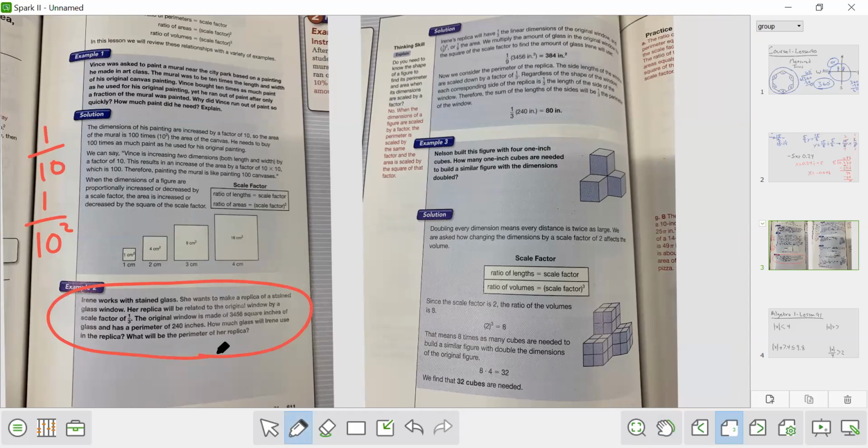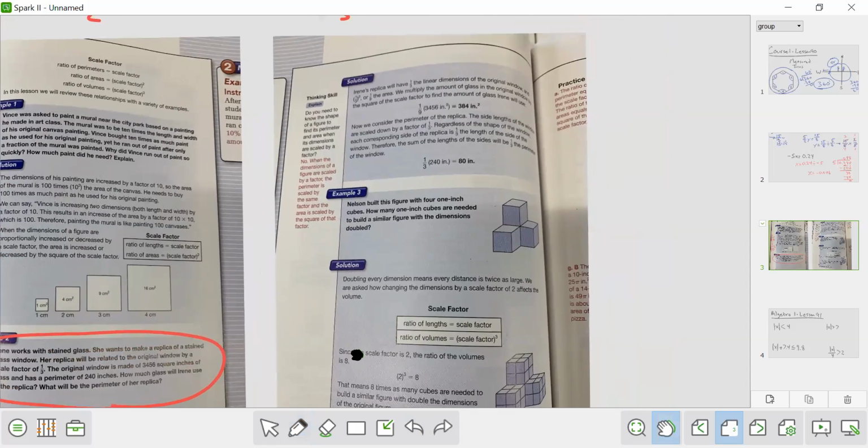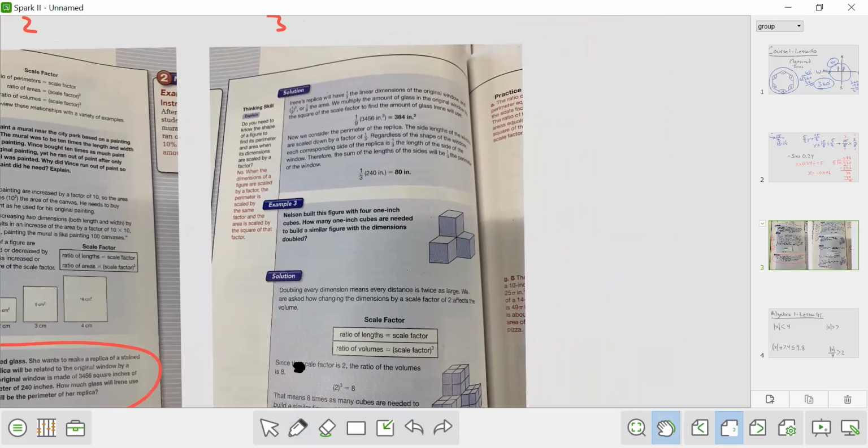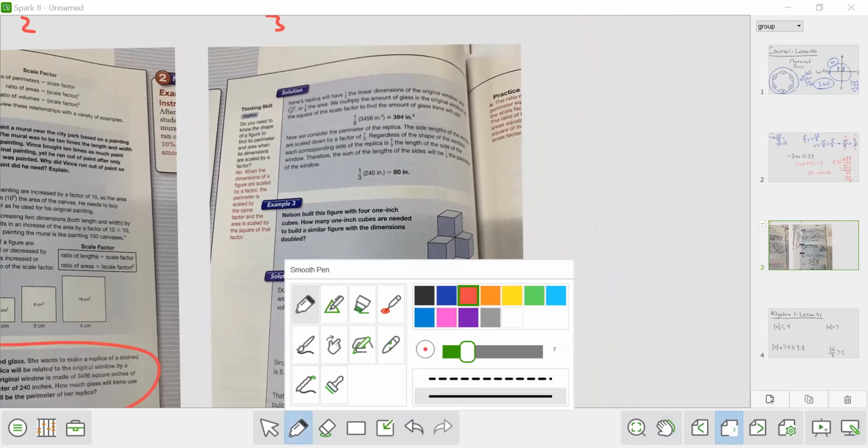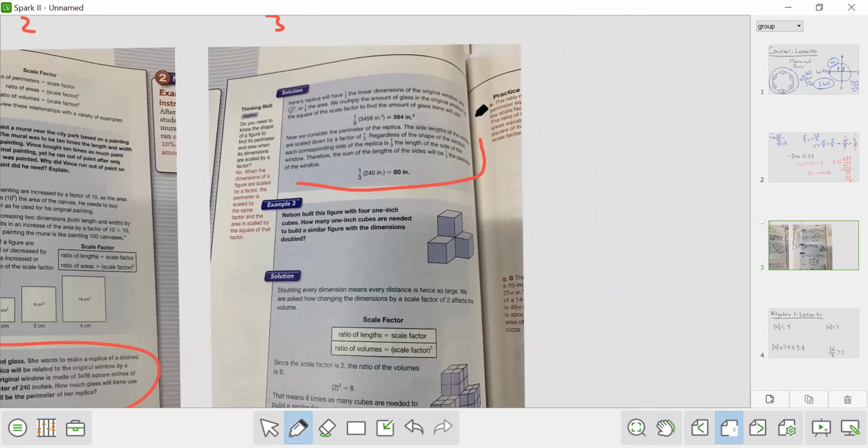All right. Now they're doing 1 to 3rd, which means it's smaller, I think, right? Yeah. All right. So we go on to the next page here. Notice the solution. Her replica will have 1/3 the linear dimensions of the original window, and 1/3 squared is 1/9.